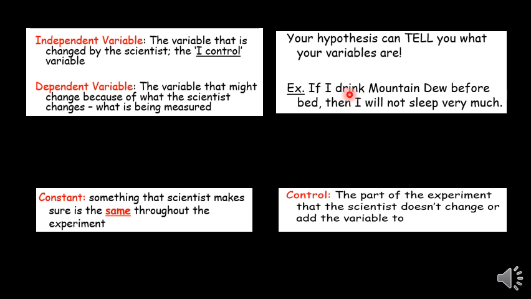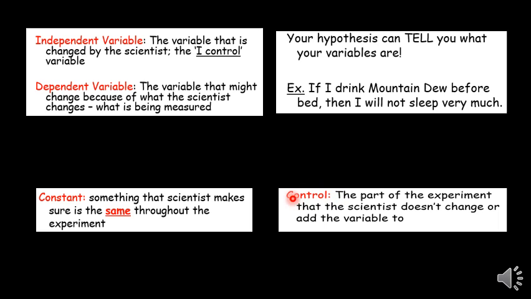So in this case, if I drink Mountain Dew before bed, then I will not sleep very much. Well, the independent variable, they also call that the manipulated variable, is what I do. That's another I thing. Independence, I. It's the if part. So if I drink Mountain Dew, well, the independent variable is how much Mountain Dew do you drink? The result of drinking that Mountain Dew is the then, or the dependent, or the end result is how much sleep do you get? So if you can come up with an if-then statement, it'll help you out a lot with the independent and dependent variables. Constants and controls.